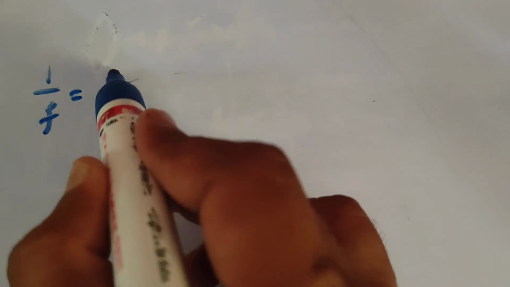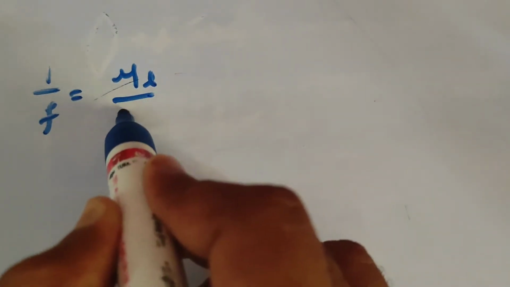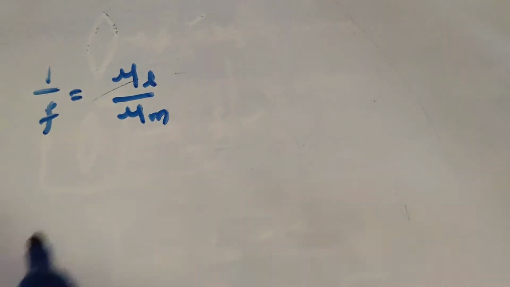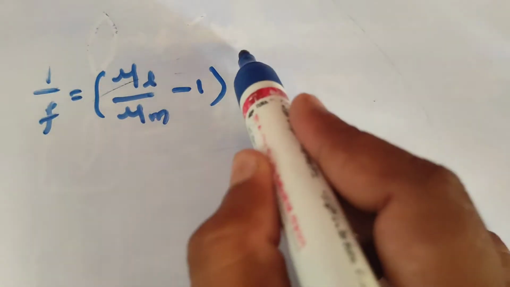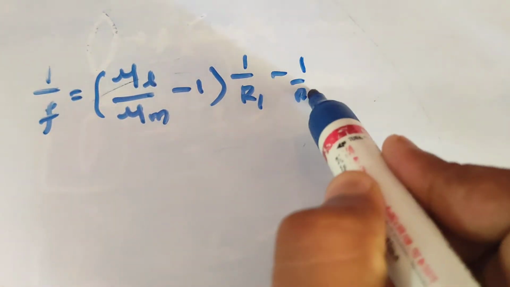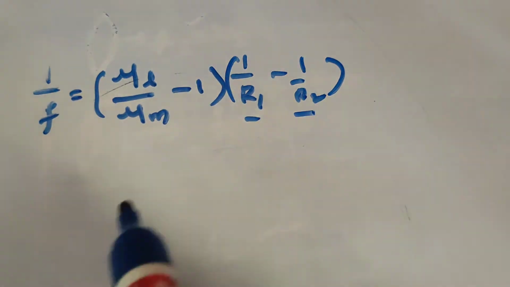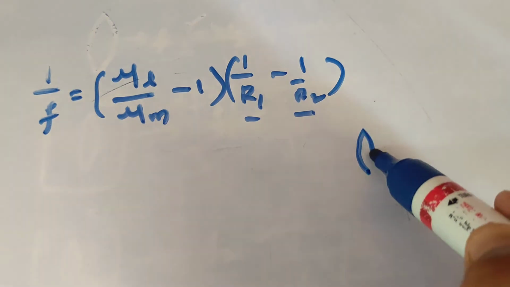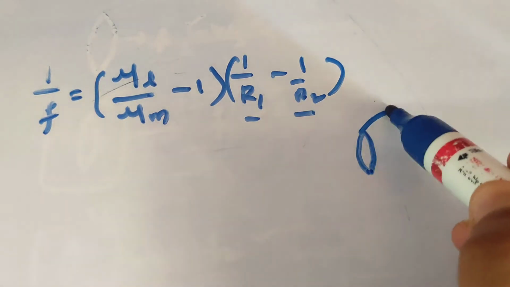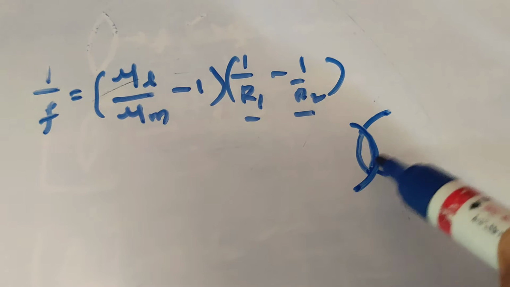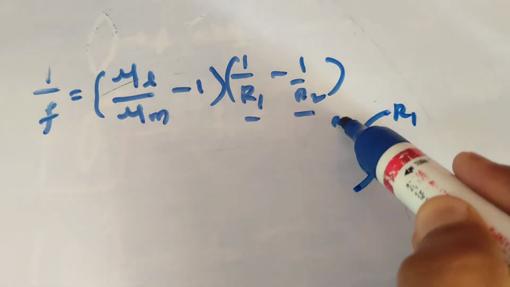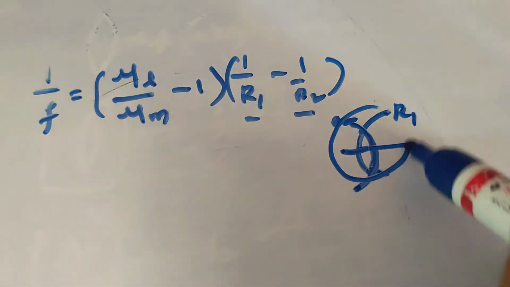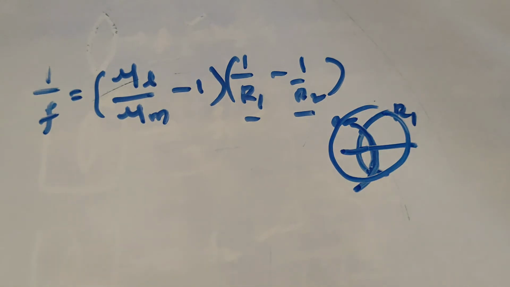So here we have one formula: 1/f equal to (mu lens by mu surrounding medium minus 1) times (1/r1 minus 1/r2). Here r1 and r2 are fixed. r1 and r2 are the radii of first curvature and second curvature. This is the first one, this will be the second. So this won't change. Physical properties won't change.